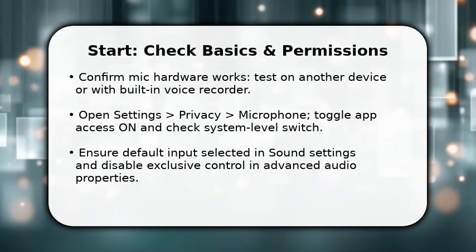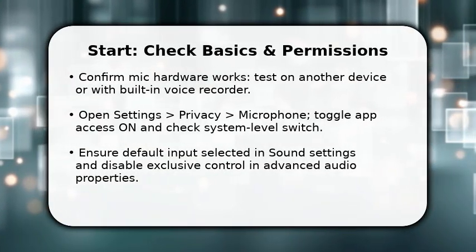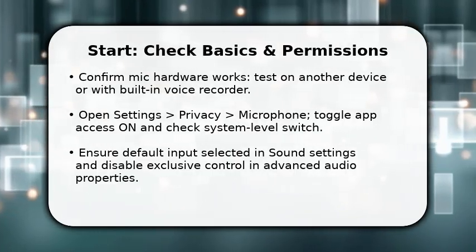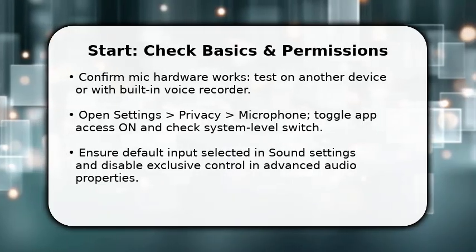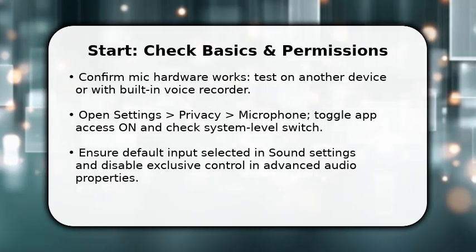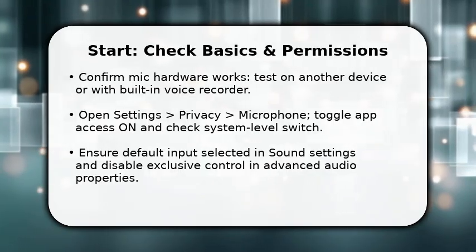You begin by verifying both hardware and system permissions so you can isolate the problem quickly. Start a quick hardware test on another device or a voice recorder app to confirm the microphone itself works. Once done, open Settings, go to Privacy, then Microphone, and enable app access. This lets apps request audio.